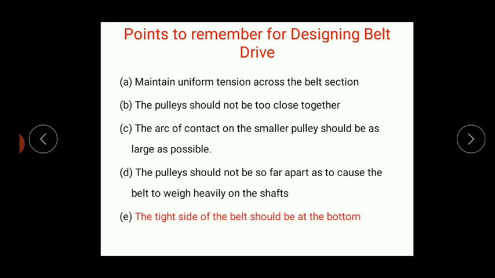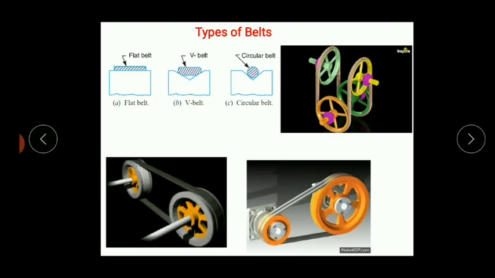Then the tight side of the belt should be at the bottom. This is one thing we should remember, especially in case of the open belt drive and the flat belt drive. We must have the tight side of the belt at the bottom. In case of the V belt drive, we can use the tight side either on the top or on the bottom, but in case of the flat belt drive, we have to use the tight side of the belt at the bottom only.